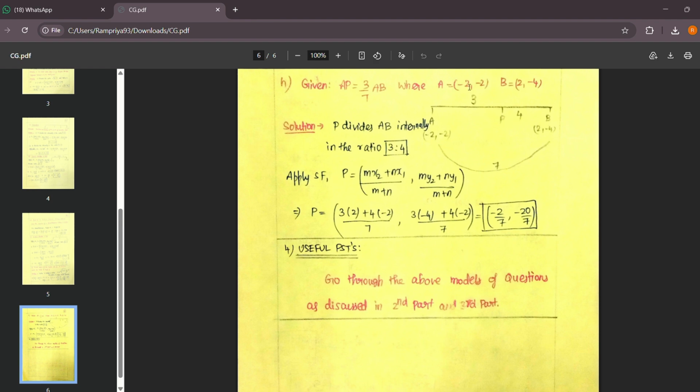So now apply the section formula. You know the A coordinate and B coordinate, and then you substitute the ratio as 3 is to 4. M is 3, N is 4. You get this answer. Such a simple one. So you can practice all these models. You can go through the above models of questions in your coordinate geometry. That's it with regards to CG.